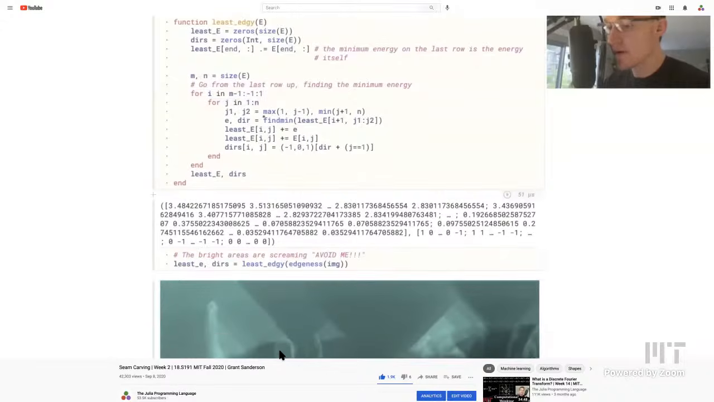And essentially what we're doing here is we're just finding the minimal value from the least E matrix that we've already been building, and then we add that together with the corresponding energy value of the original matrix. And then what we're also doing is keeping track of the directions.